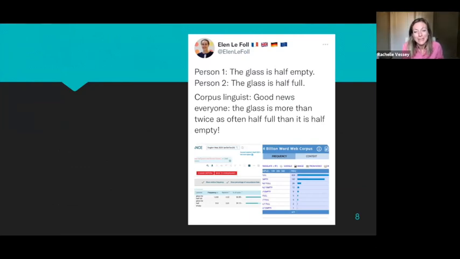Oh, and this came up on Twitter today. I don't know if anyone else saw this tweet, about the kind of arguments we make about frequency, like whether the glass is half empty or half full. A corpus linguist would give empirical evidence like, good news, everyone, the glass is more than twice as often half full than it is half empty. But why is that good news, right?